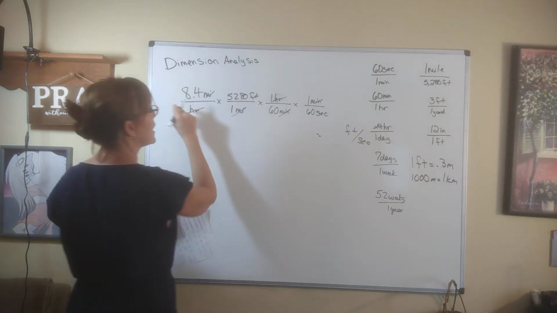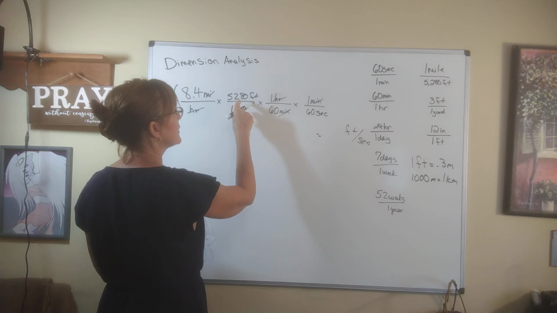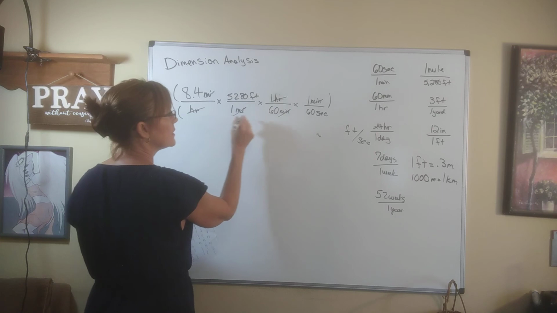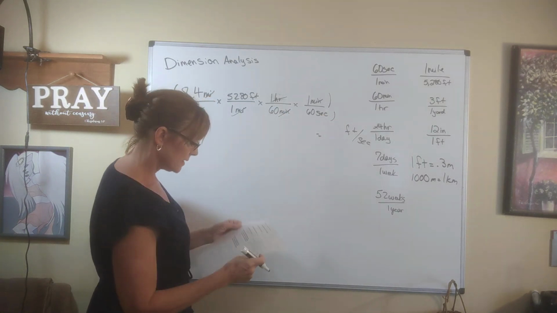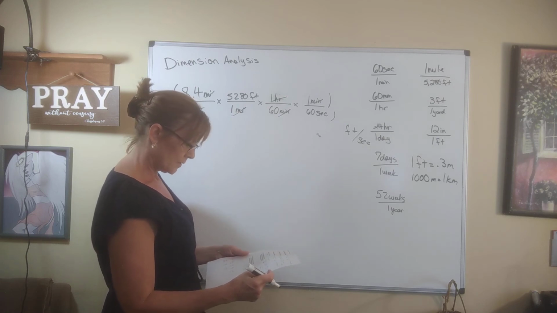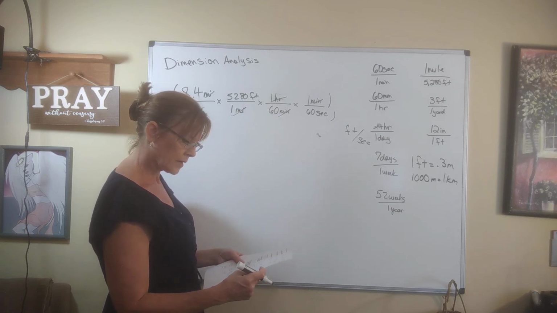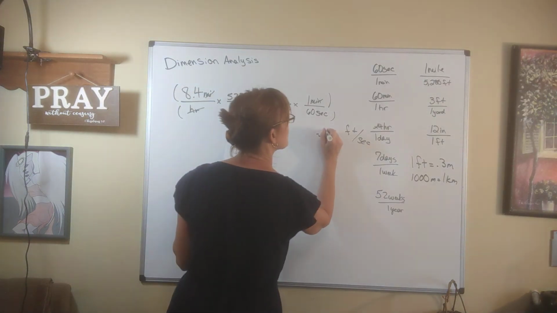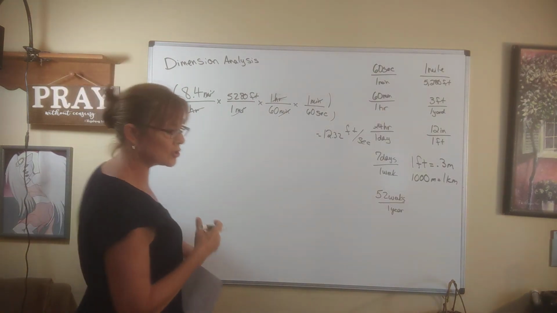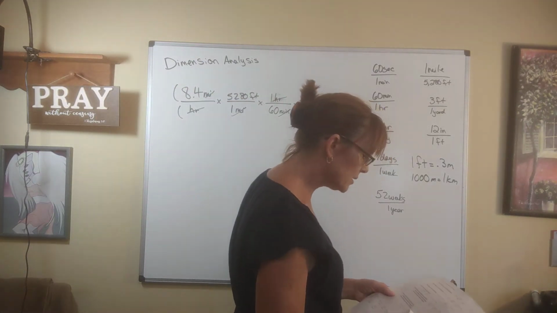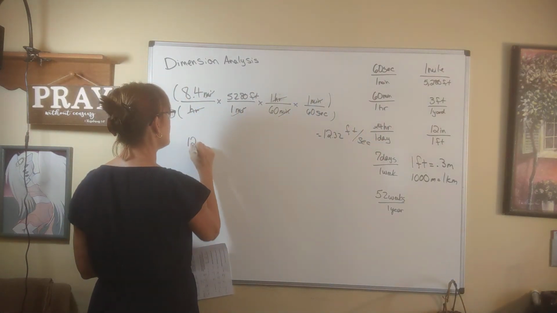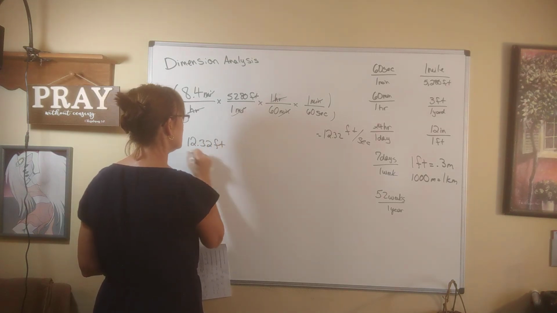So what you do is you multiply parentheses 8.4 times 5,280 times 1 times 1 divided by parentheses 1 times 60 times 60. And that gives us, what did I get? I got 12.32 feet per second. Okay, the second thing they asked us to do was to change the velocity into meters per second. Well, I already have this. I have 12.32 feet per second.